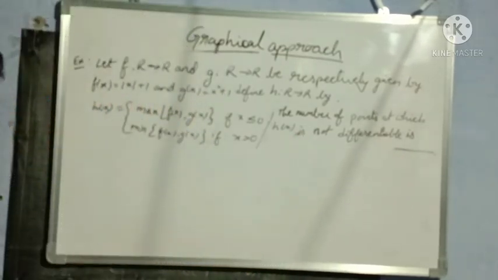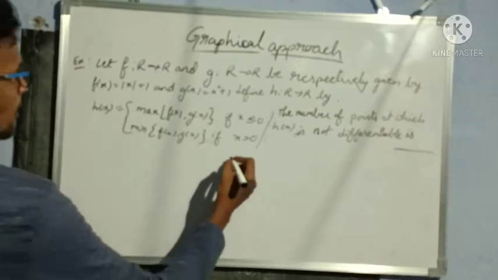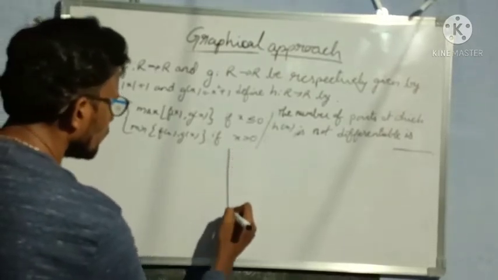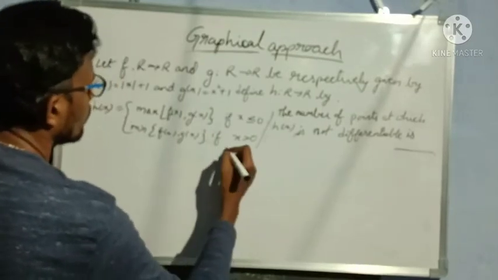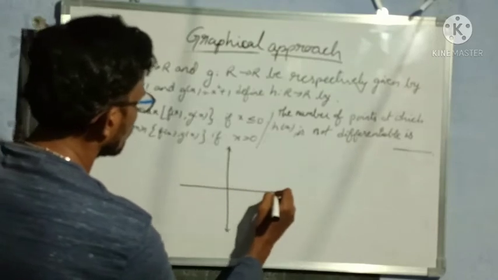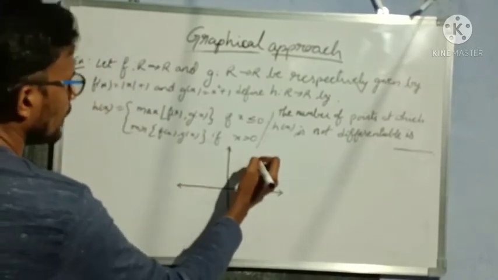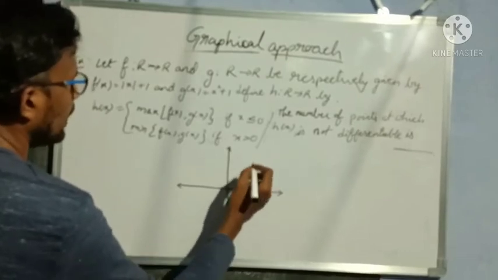So first let us draw the graph of f of x is equal to mod x plus 1 and g of x is equal to x square plus 1. Okay, so f of x is equal to mod x. Graph will be like this.